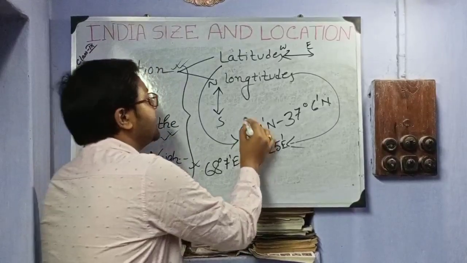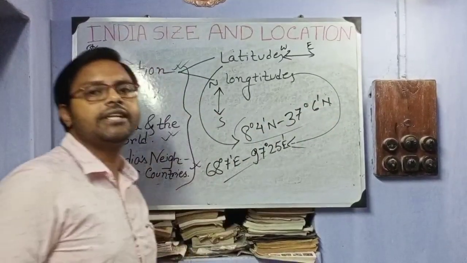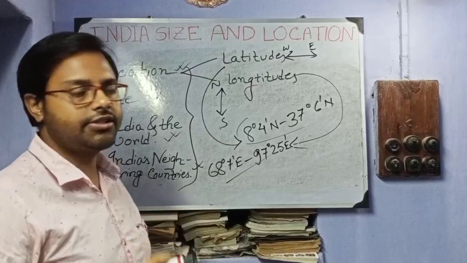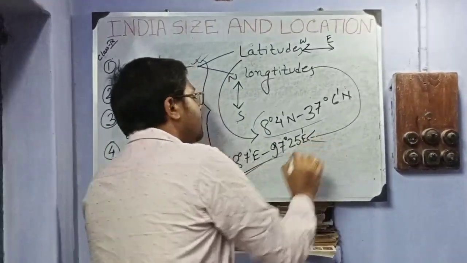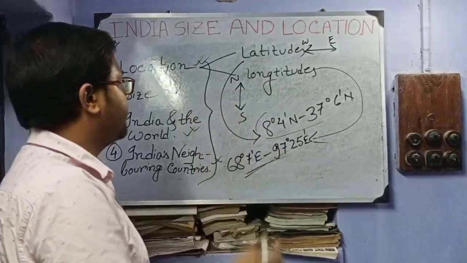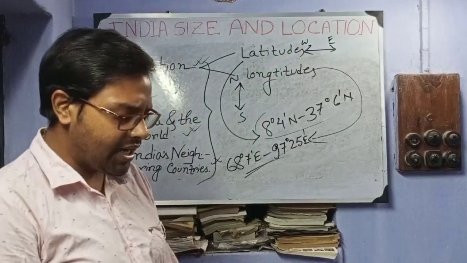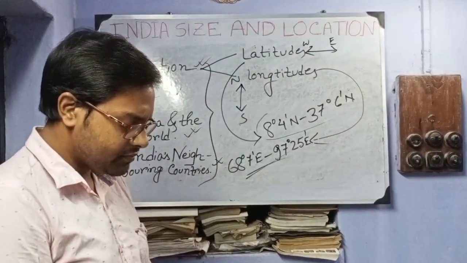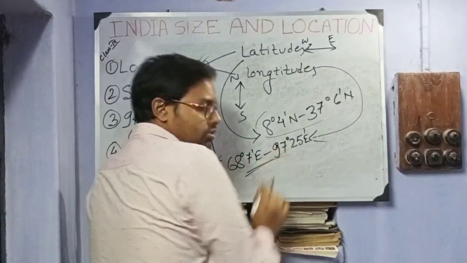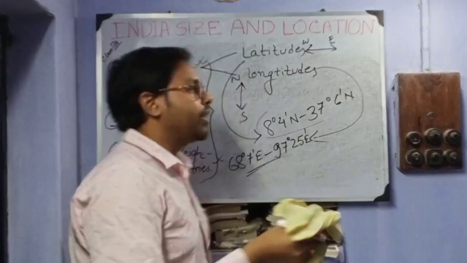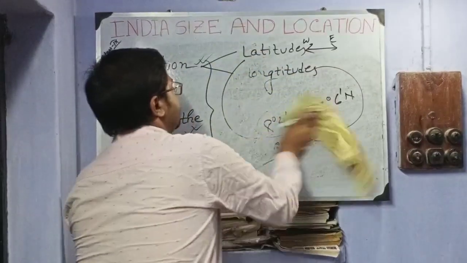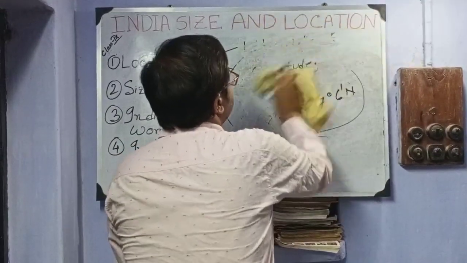That means the latitudinal extension is lesser than the longitudinal extension. That means the east-west extension is simply more. So these are the latitudes and longitudinal extension. That is the basic location of India.